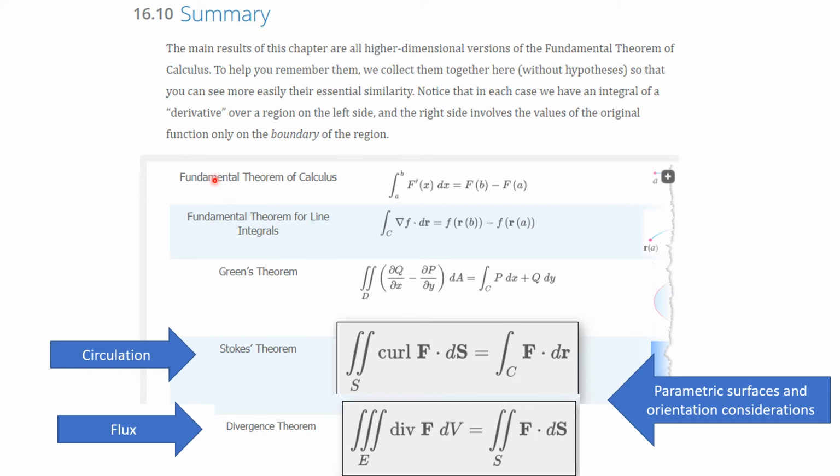But there is one fundamental message through all of these, and that was, in each case, an integral over the derivative, in quotes, is equal to the values of the original function only on the boundary.